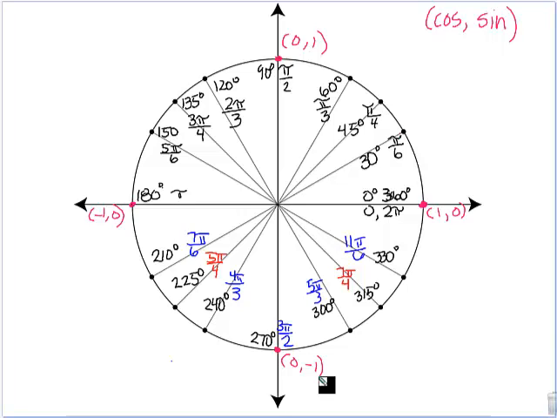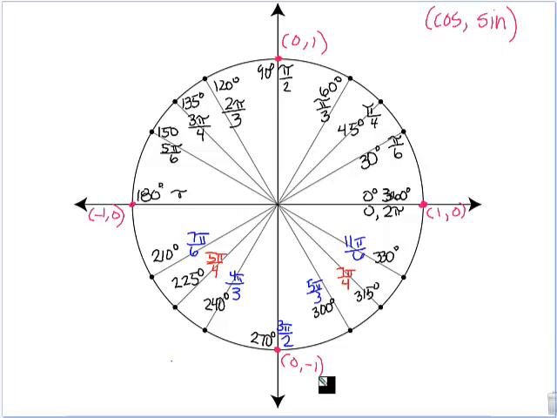Now, do you remember when we did law of sines and law of cosines, and I said the sine function is incapable of finding obtuse angles? We had to use law of cosines to find our obtuse angles. That's because your sine values are your y values.